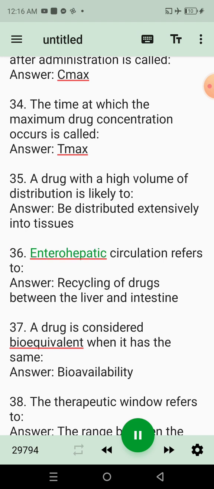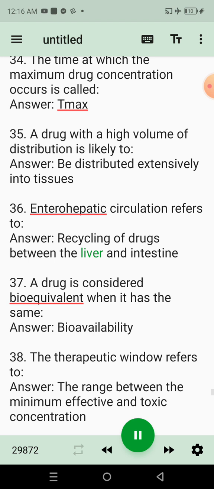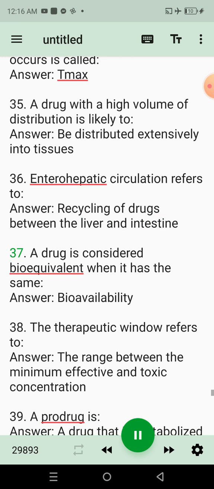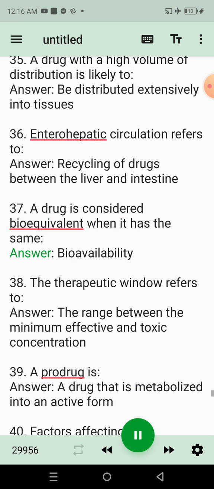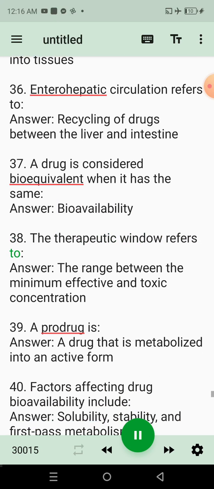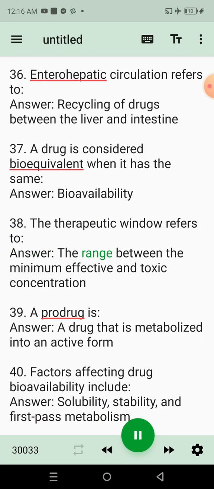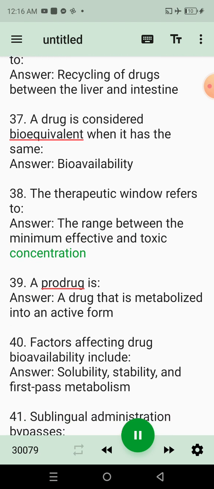36. Enterohepatic circulation refers to. Answer. Recycling of drugs between the liver and intestine. 37. A drug is considered bioequivalent when it has the same. Answer. Bioavailability. 38. The therapeutic window refers to. Answer. The range between the minimum effective and toxic concentration.